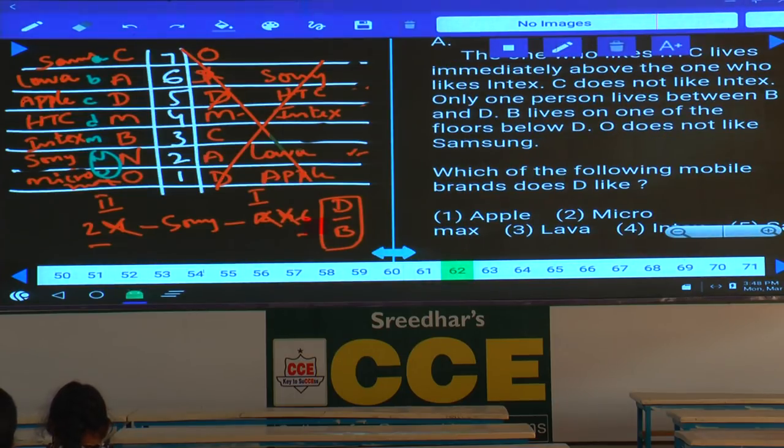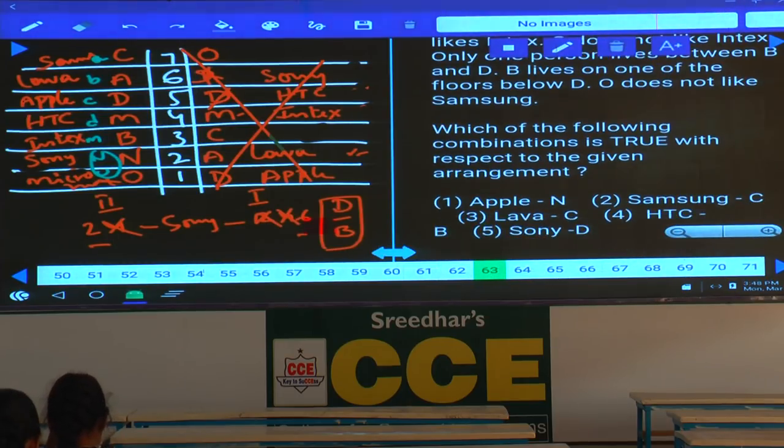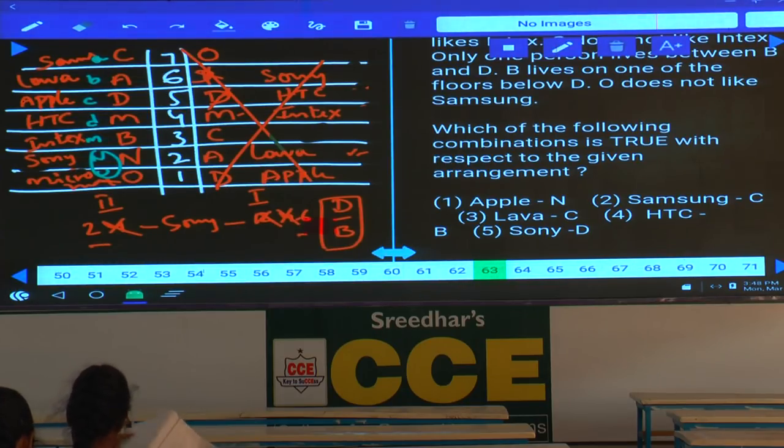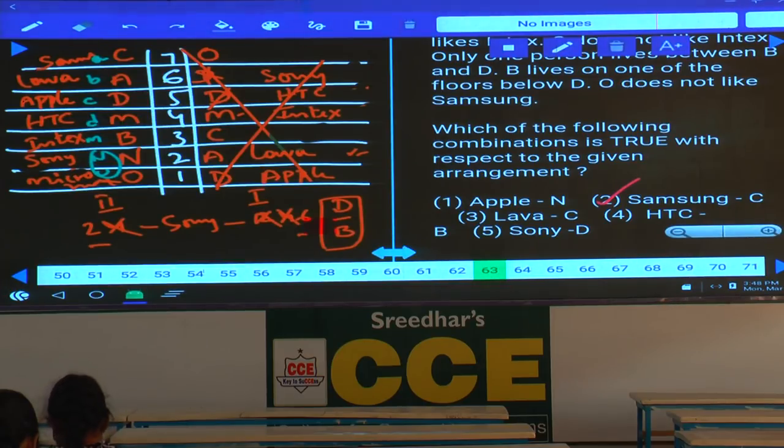Then question number 62. Which of the following mobile brands does D like? As D likes Apple, choice 1, 62 choice 1. Then question number 63. Which of the following combinations is true with respect to the given arrangement? Apple N, that is false. And Samsung C, that is definitely true, that is choice 2. 63 is choice 2.